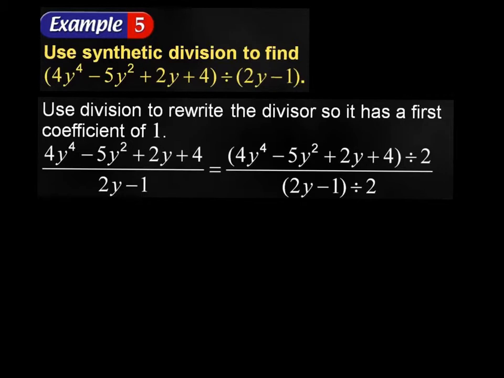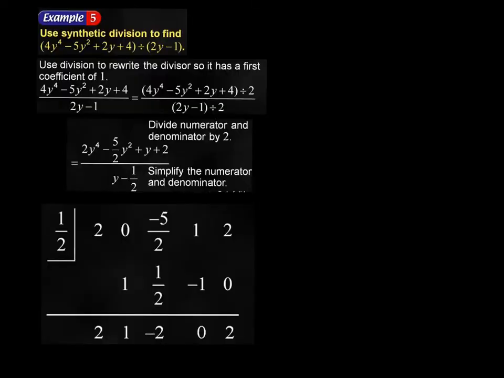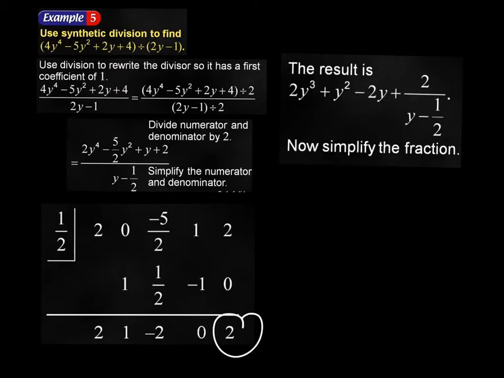So first, they use division to rewrite the divisor so it has a coefficient of 1. So they divided everything by 2. And isn't that a thing of beauty? Okay, now the synthetic division isn't that big of a deal. Drop down the 2, multiply, add, and we get a remainder of 2. But wait, there's more. So the result is 2y cubed plus 2y squared minus 2y plus 0, they didn't write down the 0, plus 2 over y minus 2.